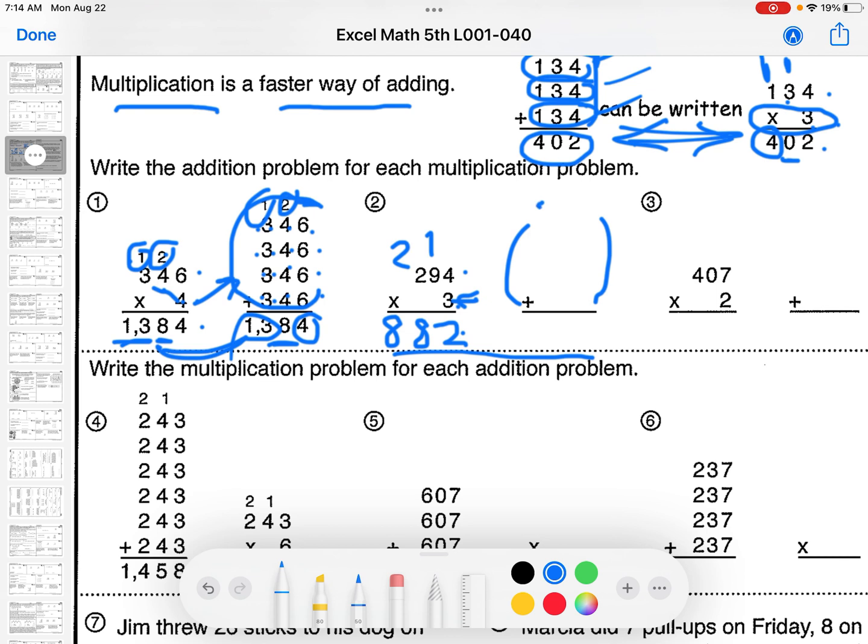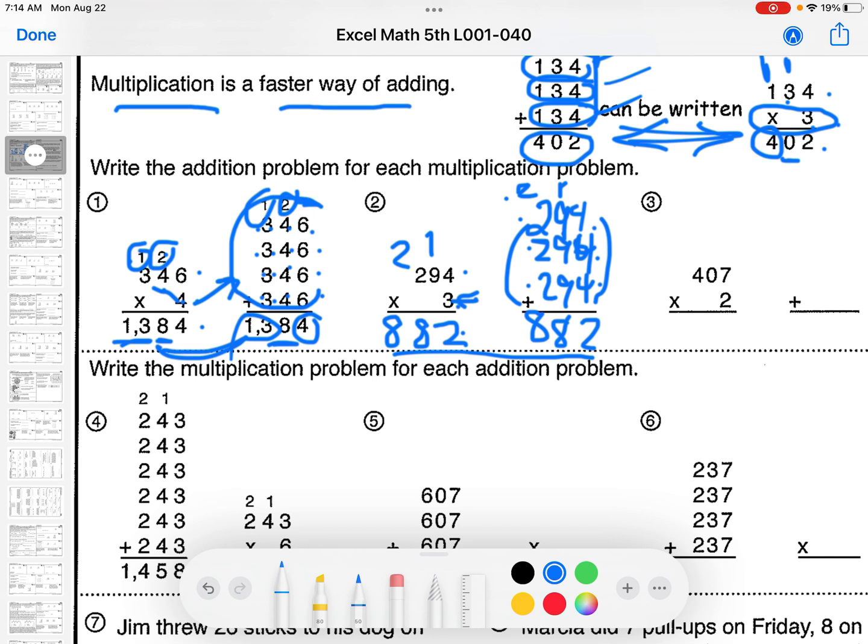Now let's add these numbers together instead of multiplying. 294, 294, 294. Okay, 4 plus 4 plus 4 is 12. Regroup with the 1. 1 plus 9 is 10. 10 plus 9 is 19. 19 plus 9 is 28. Regroup with the 2. And then we've got 2, 4, 6, 8. 882, it matches. All right, pause the video, do number 3, and then turn it back on to see the solution.